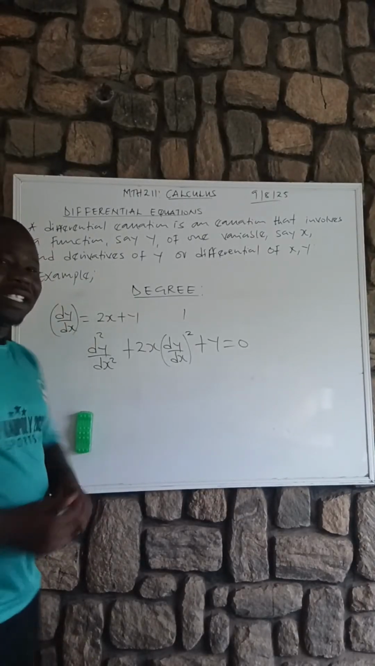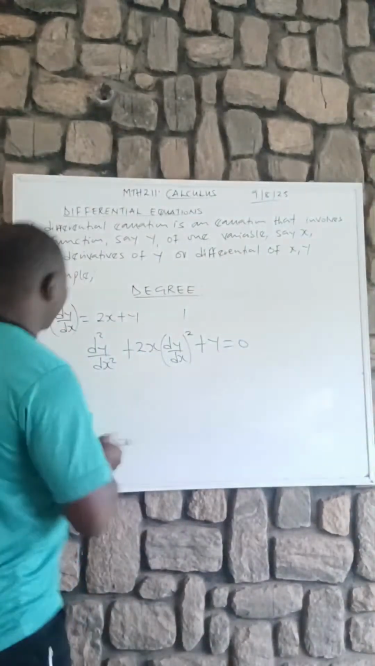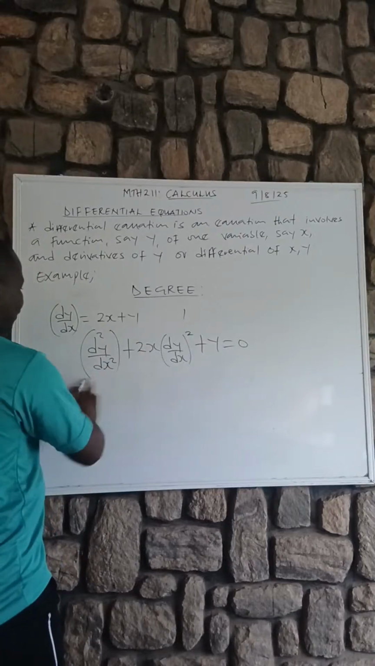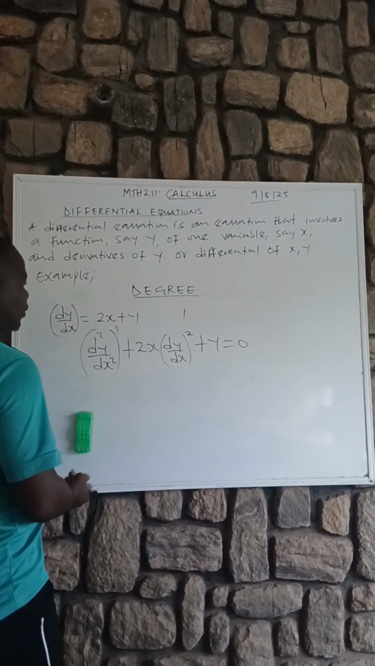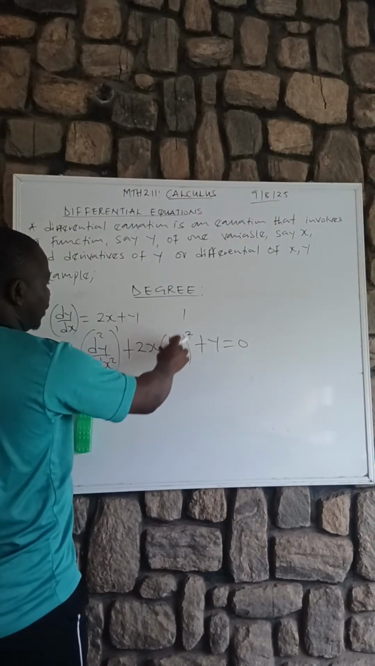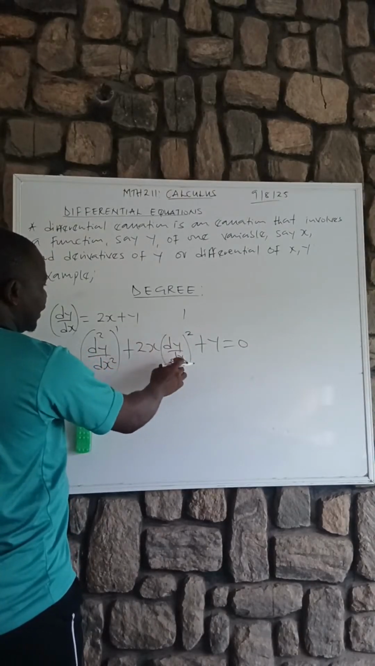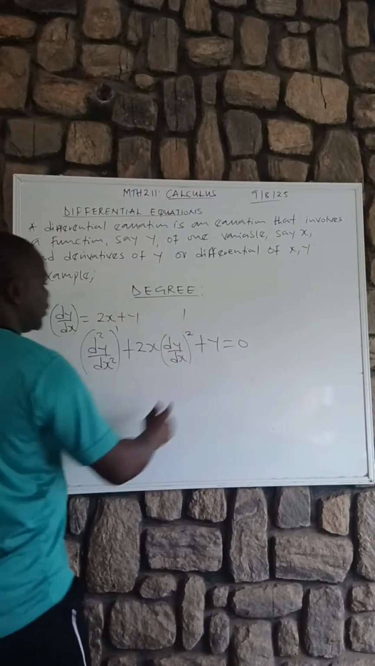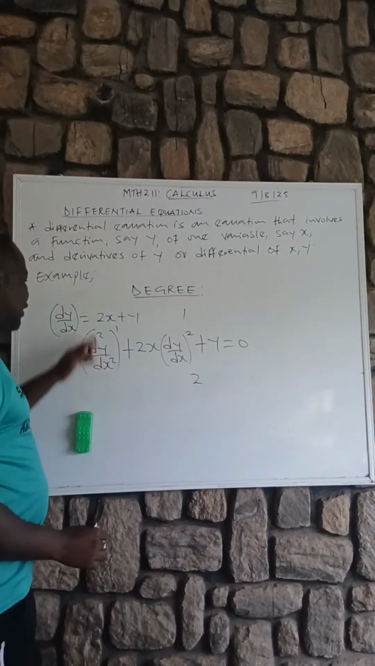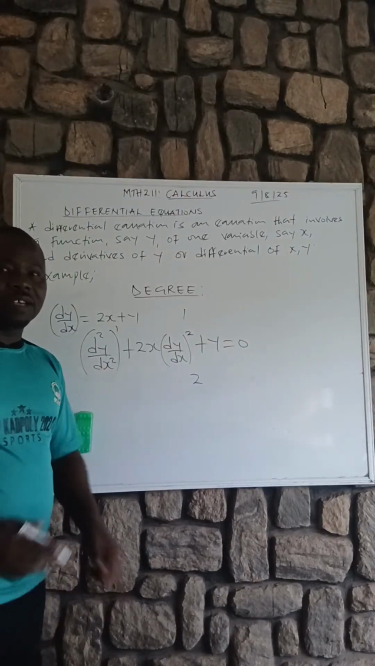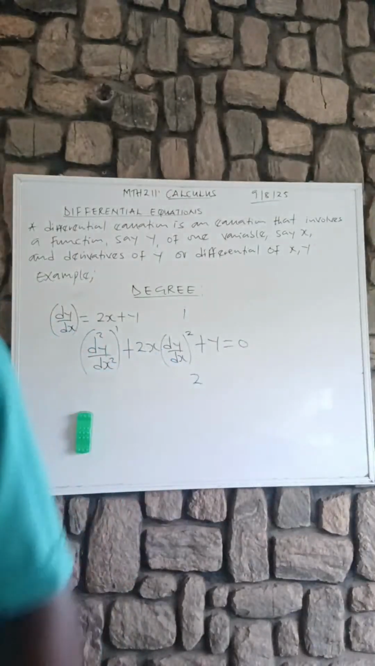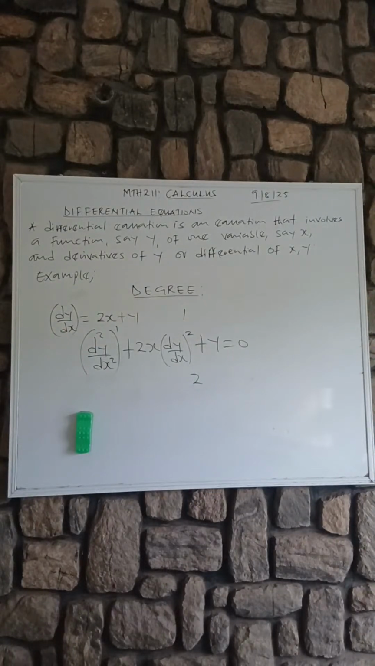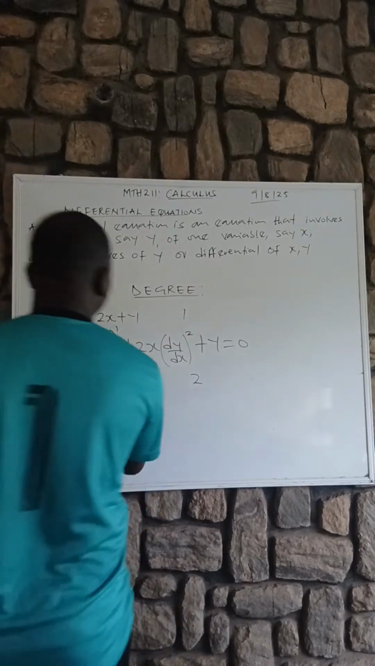But if now we want to consider the degree of this differential equation, let us have it in this form. You can now see that the power here is 1, and the power of this first order term is 2. So this is the highest degree. So the degree of this differential equation is 2, and the order is 2, second order. Do you understand? Are you following?